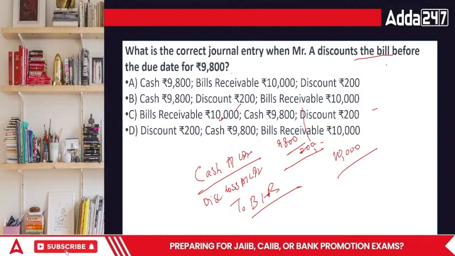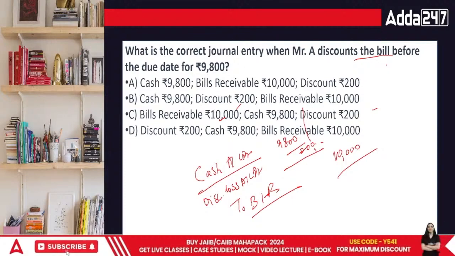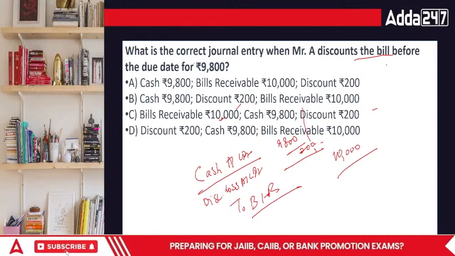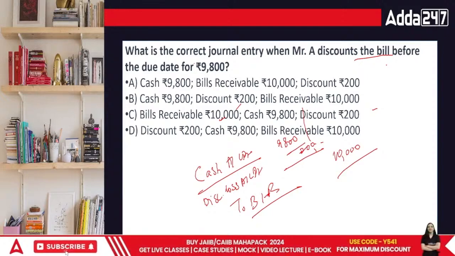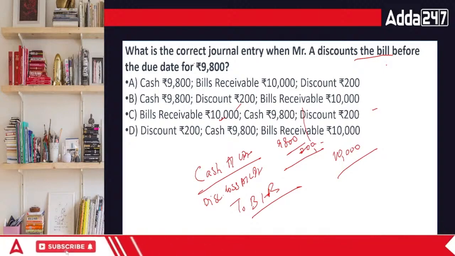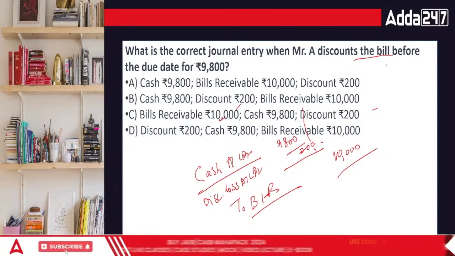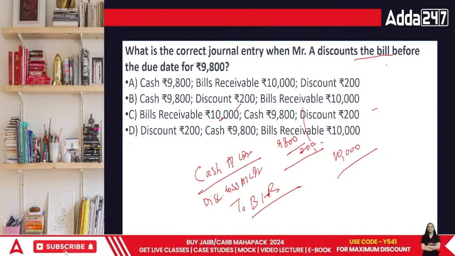So technically you are getting 9800. Then the next point that arises is that if I look at the point of view of the entire journal entry, discounting is where the particular person doesn't have money, so they will go to the bank, sell off a particular asset, get money, and utilize it in their business or their houses, whatever the particular requirement would be.